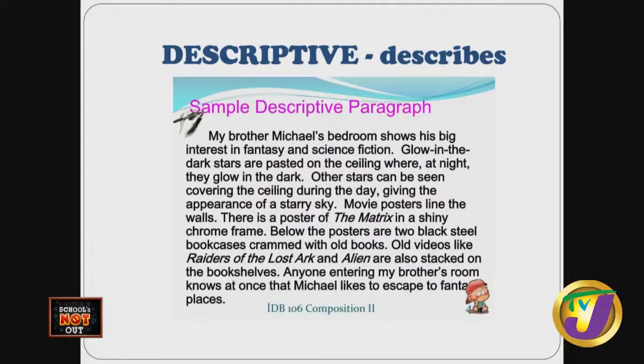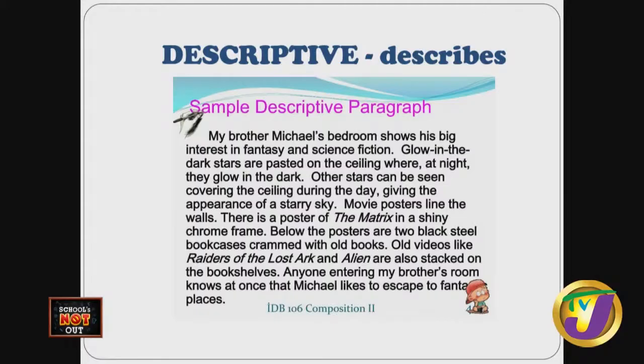Movie posters line the walls. There's a poster of the Matrix in a shiny chrome. Below the posters are two black steel bookcases crammed with old books. So students, right there and then, you feel as if you are in Michael's bedroom.